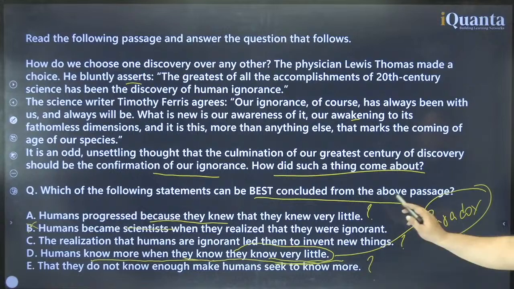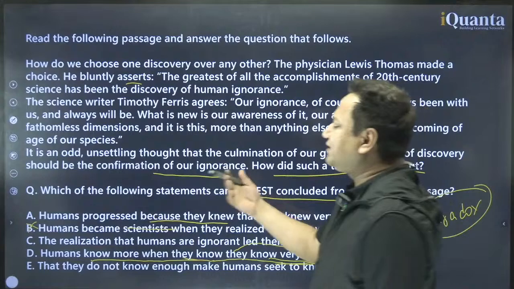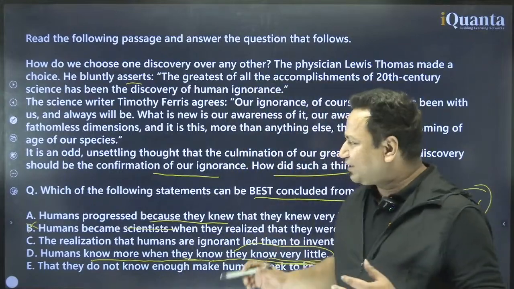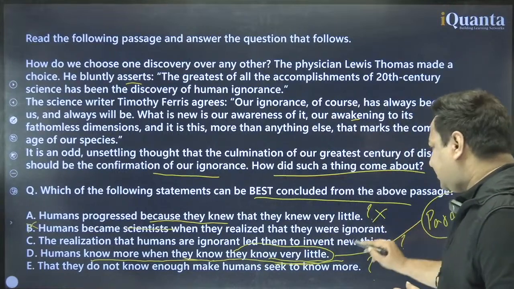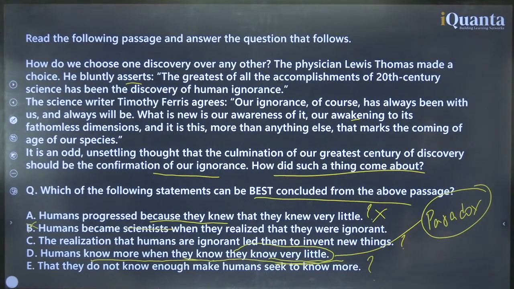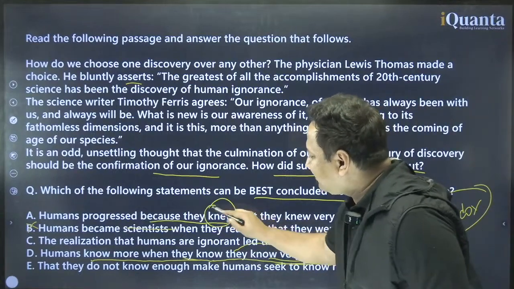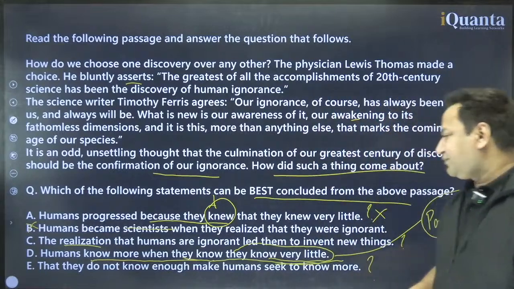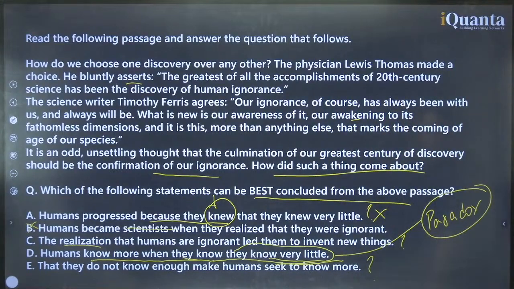Whereas option A talks about human progress. When did they progress? Is it recent? What is happening? It's a very general statement, so A can be eliminated. Coming to C, realization. So basically, it says they knew. Here it says the realization. When they realize that they're ignorant, let them invent new things. C looks better than A, so A can be eliminated.